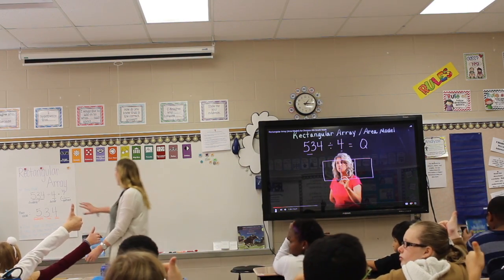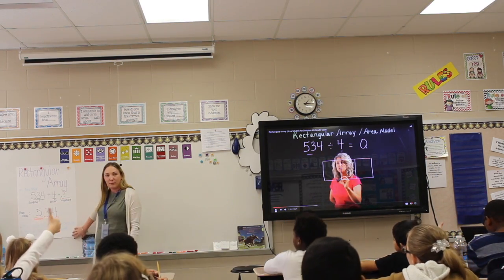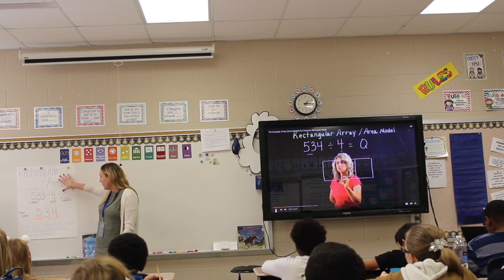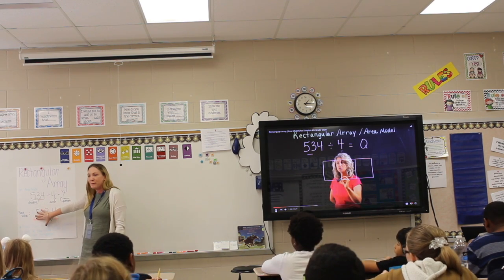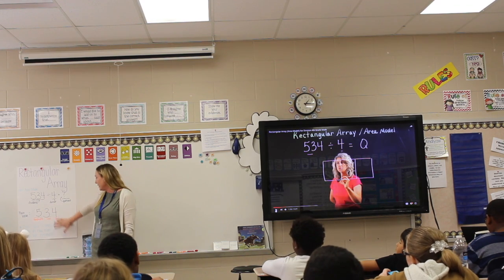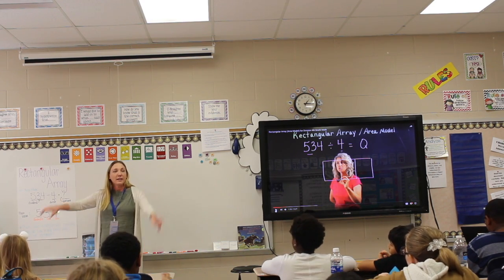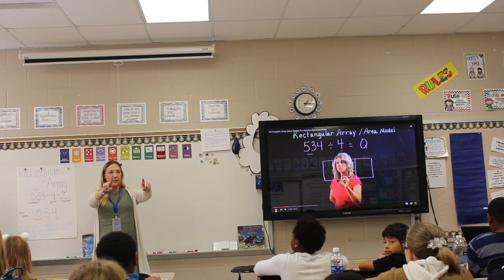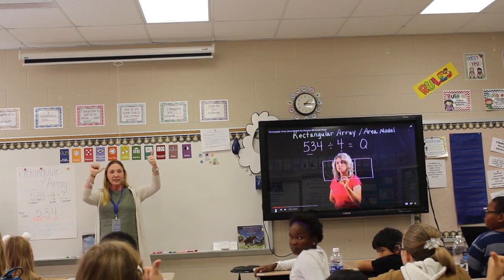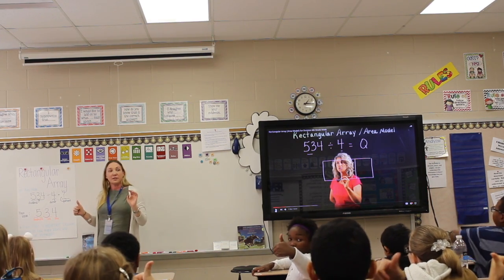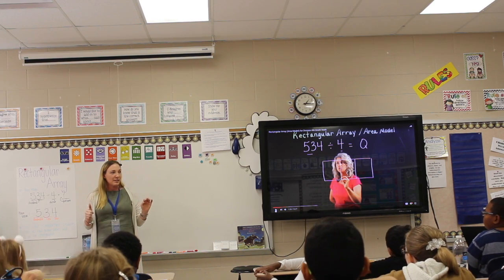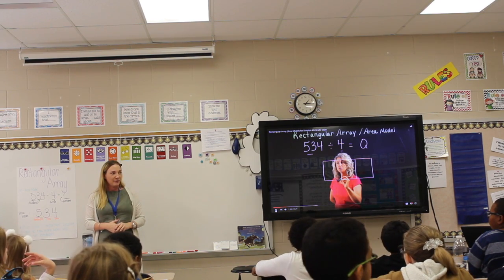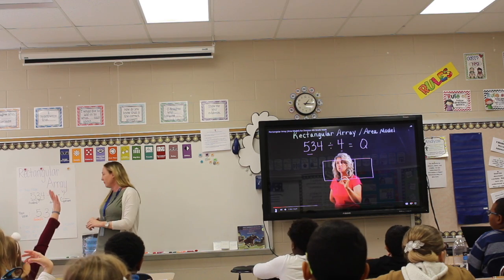So I went ahead and wrote over here on my little poster board, which she's gone over, the 5 being in the hundreds place, the 3 being in the tens, and the 4 being in the ones. In the back row, do you all understand that? Thumbs up for understanding? Okay. In the front row, do you have any questions? No questions? So we're good to go?